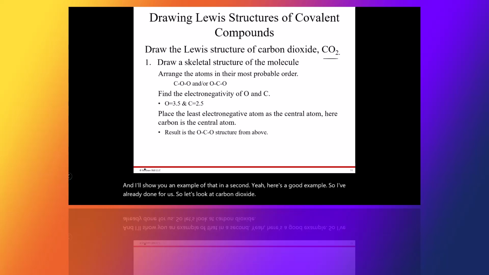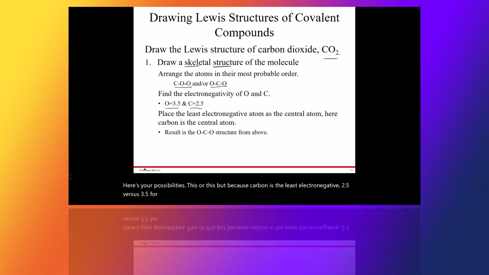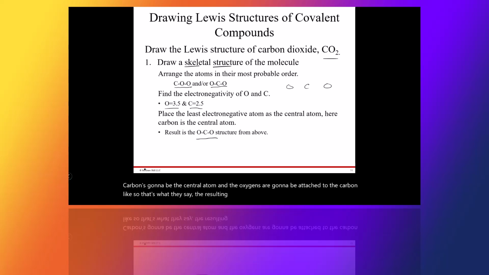So first of all, you've got to draw a skeletal structure. And here are your possibilities, this or this. But because carbon is the least electronegative, 2.5 versus 3.5 for oxygen, carbon's going to be the central atom, and the oxygens are going to be attached to the carbon like so. So that's what they say. The resulting structure should be this. Okay, least electronegative element goes in the middle. Everything else goes around it.